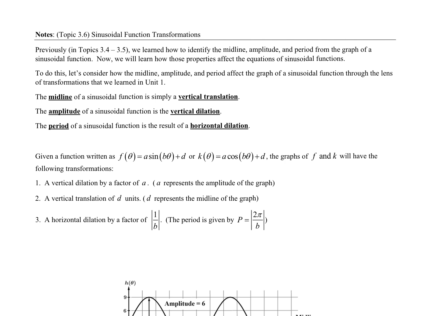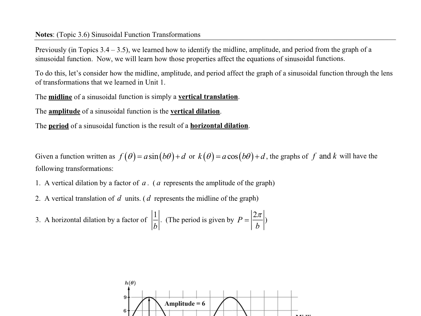The midline of a sinusoidal function is simply a vertical translation. So the midline is our shift vertically, and that happens outside of our function. That's going to add or subtract, and that shifts it vertically. The amplitude of a sinusoidal function is the vertical dilation. So this is what's going to be multiplying, and that's going to stretch it vertically. The period of a sinusoidal function is the result of a horizontal dilation. And so this is doing the opposite, because now we're squishing horizontally.